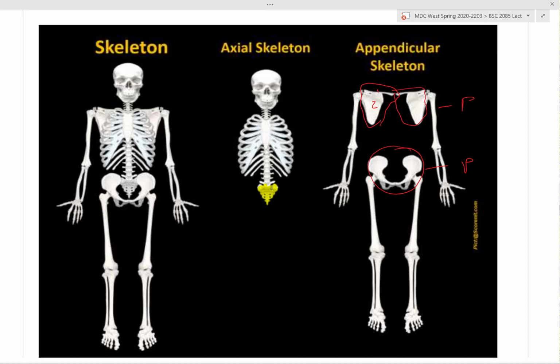So the pelvic bones are different than the actual what? What is this that I'm painting? Sacrum. Even though you always see it together, they're not.